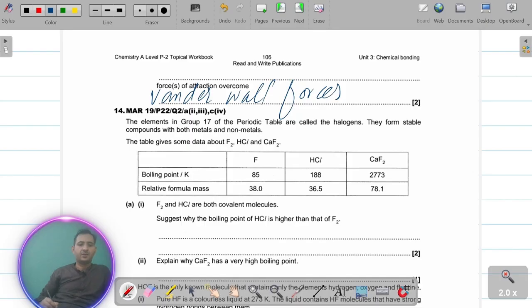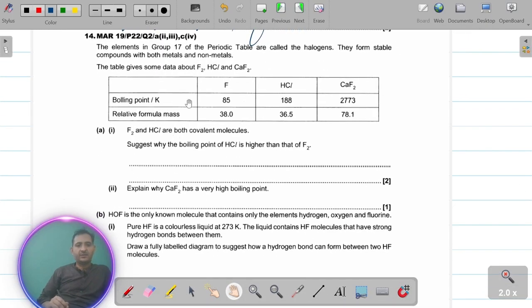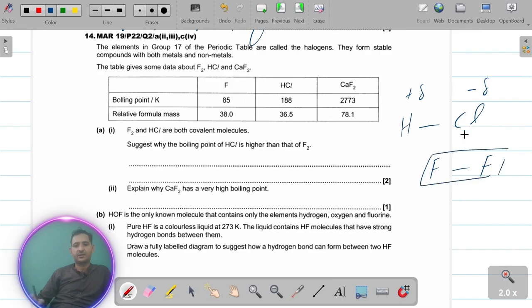So next we have boiling points of F2, HCl and CaF2. CaF2 is an ionic compound: calcium is a metal and fluorine is a non-metal. HCl and F2 are covalent compounds of non-metals, and F2 is a simple element. Why is the boiling point of HCl higher than F2? HCl is polar. We know this: H is positive and Cl is negative. It is a permanent polar molecule. And if we talk about F and F, they are both similar.